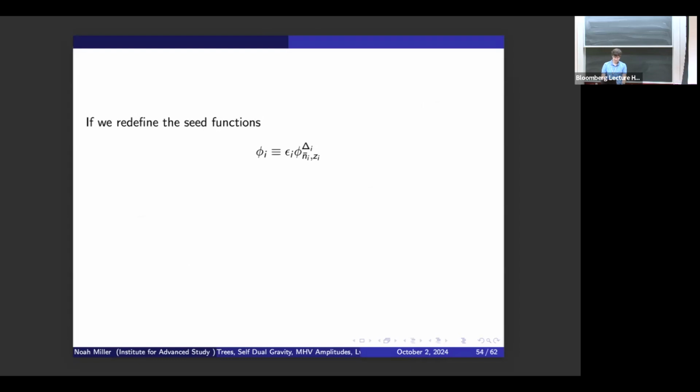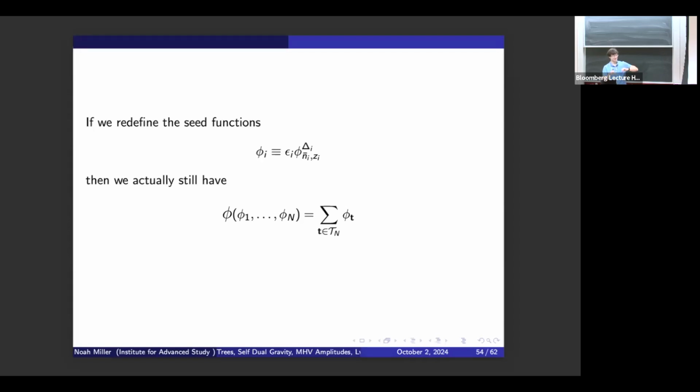So, okay, now let's not use the plane wave seed functions, but let's use seed functions that are these sort of half descendants. Then we still actually have this formula. Nicely enough.